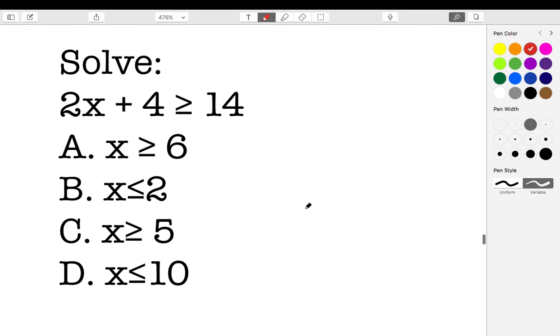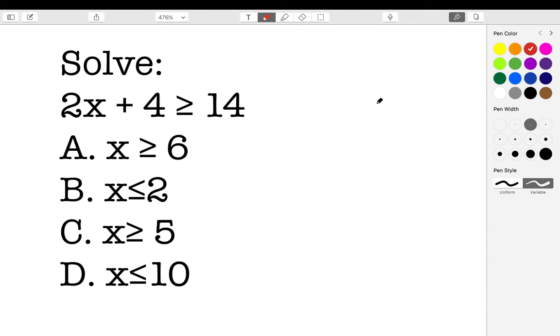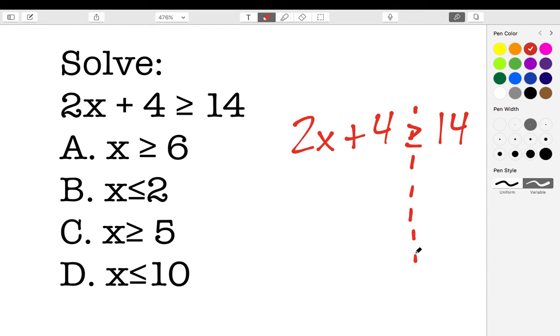Alright, so we're going to solve 2x plus 4 is greater than or equal to 14. So I'm going to write this one more time so we can work it out. Michael D., what's your first step? Put the line. Okay, draw your line. Nathan, what do you do next? What are you identifying?